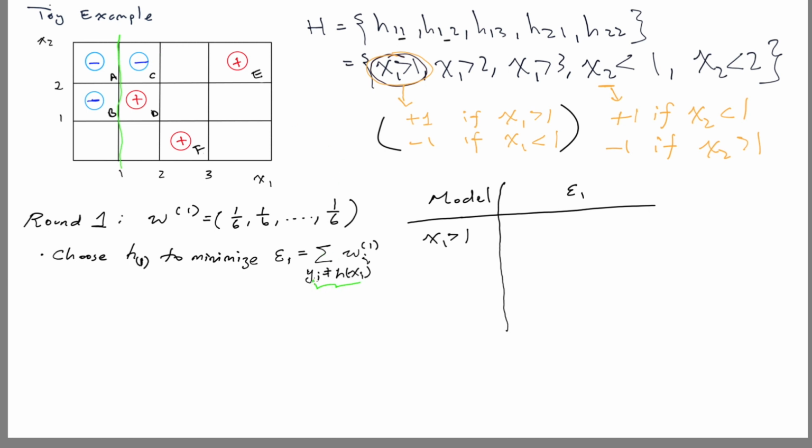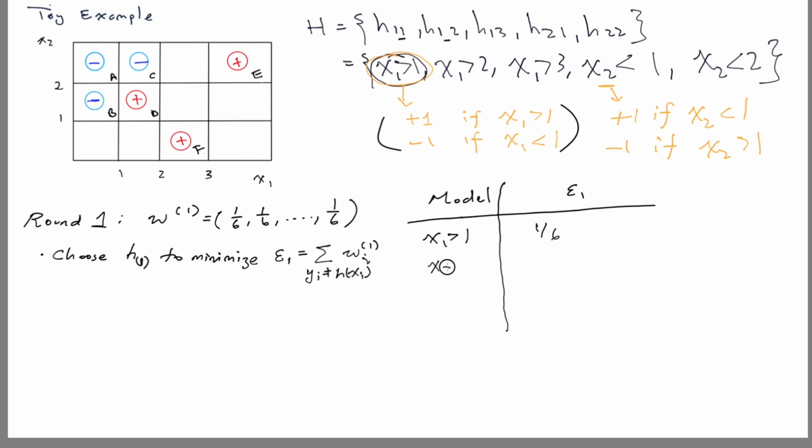this mistake here, yi not equal to h of xi, is only happening at a single point. So we only have one term in this summation, and that term is going to be the weight of the point we're making a mistake on, which is point C, and which just has a weight of 1/6. Okay, so actually before I do that, let me get rid of the boundary, so 1/6. Okay, hopefully this is pretty clear, right? We're just making one mistake with this model, and so the error rate achieved is 1/6.